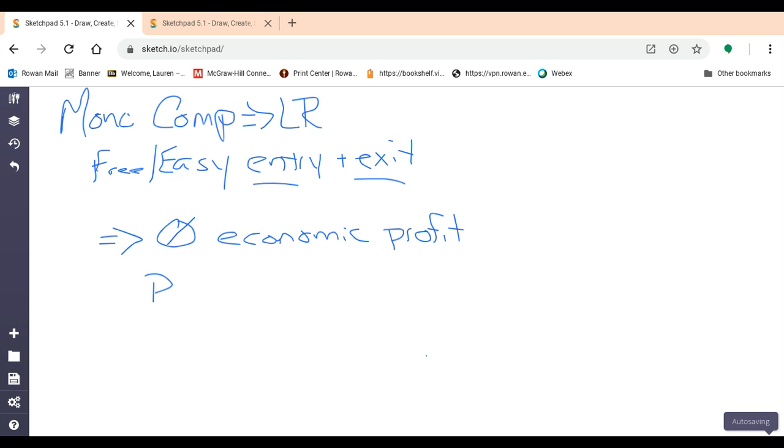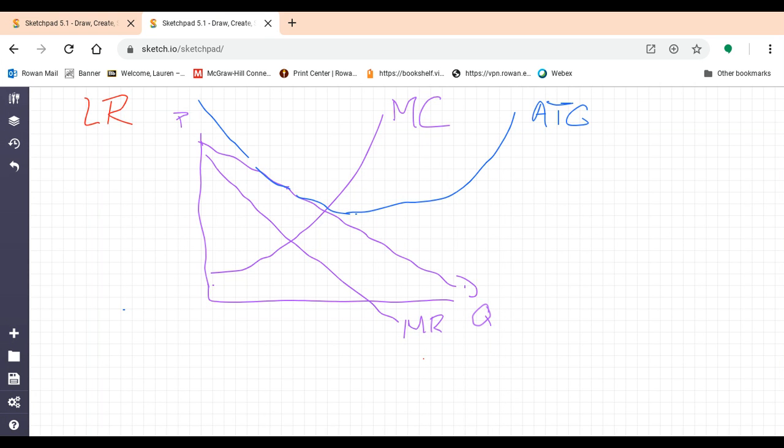So we have zero economic profit, but some other things are going to be happening. The price is going to be greater than the marginal revenue or marginal cost, and price is going to be greater than the minimum average total cost. When both of these were equal, remember we had allocative and productive efficiency. We no longer have that here. So we'd say monopolistic competition is inefficient, just like a monopoly. Going to the next graph.